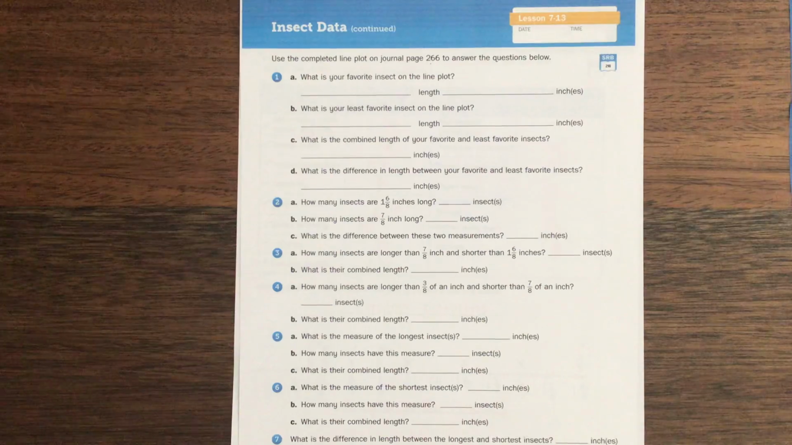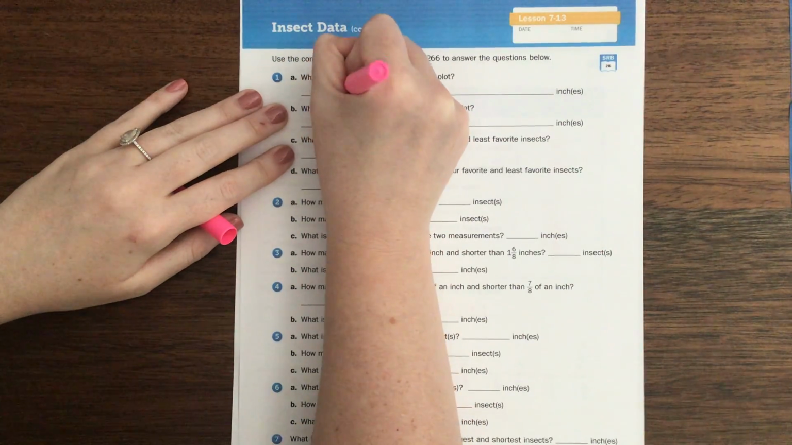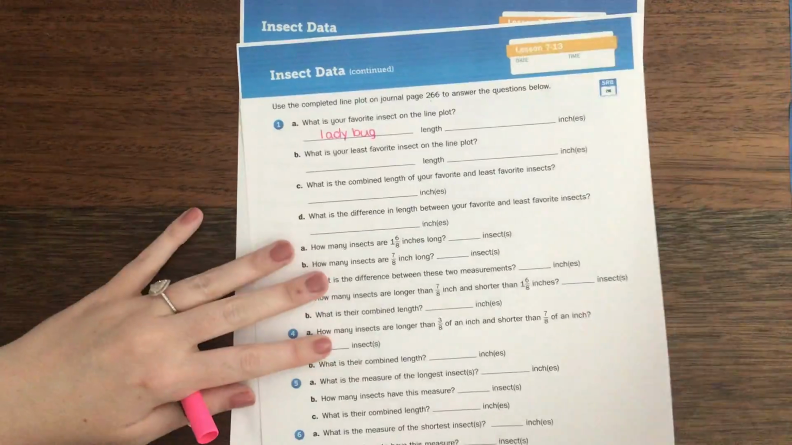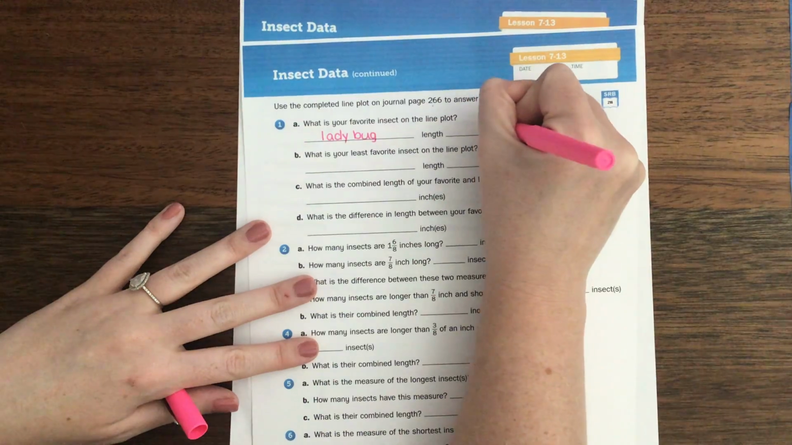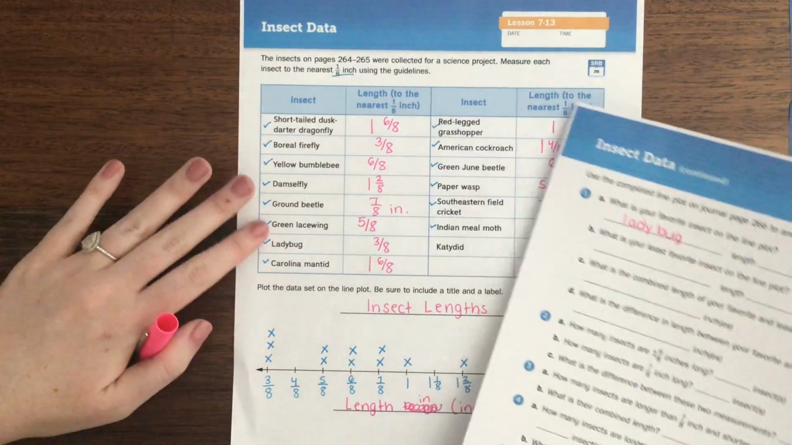So my favorite insect is the ladybug. So I'm going to write in ladybug. I also like the dragonfly, and the ladybug is 3/8 of an inch. What is my least favorite insect?